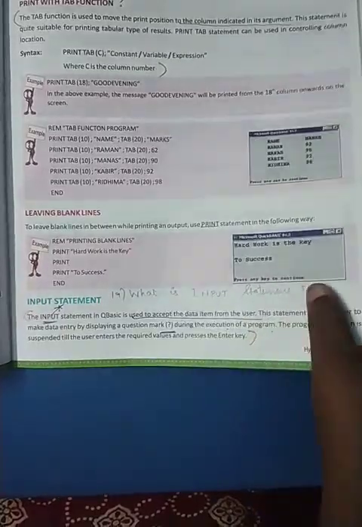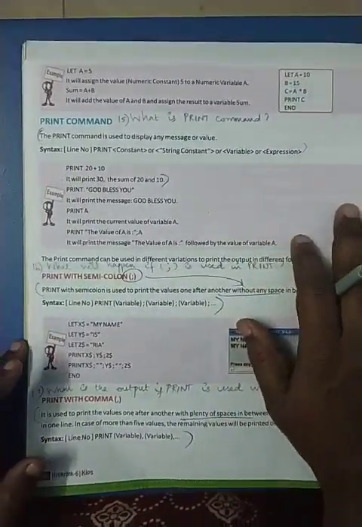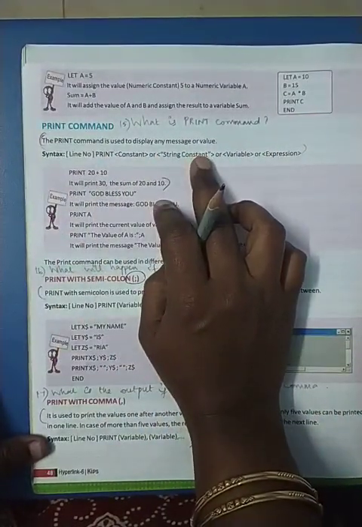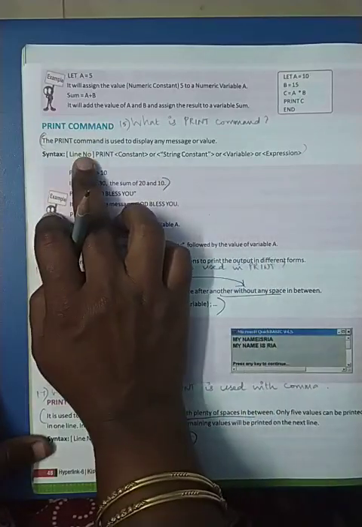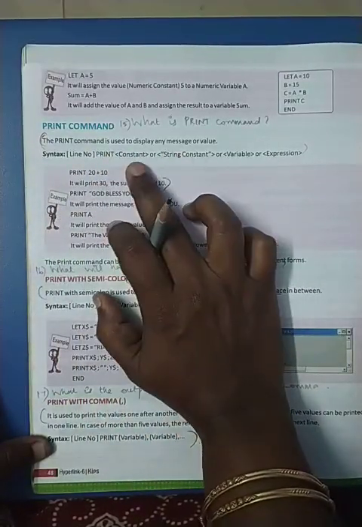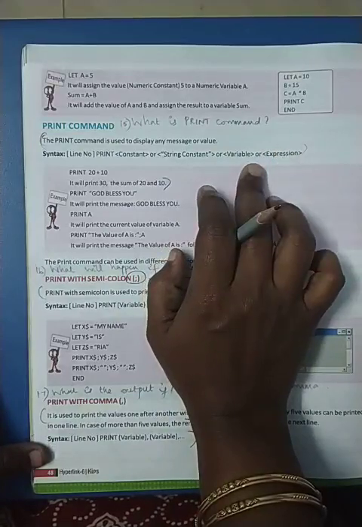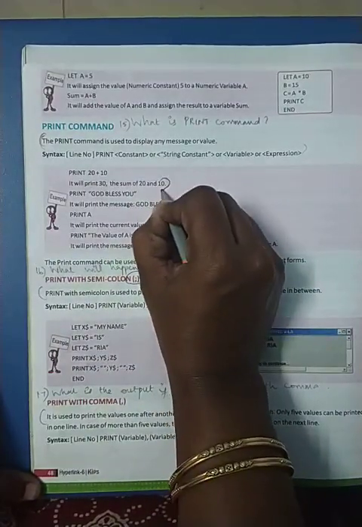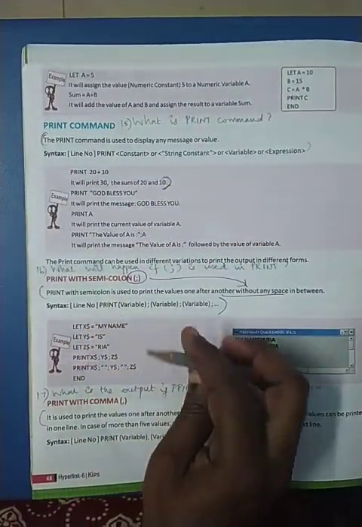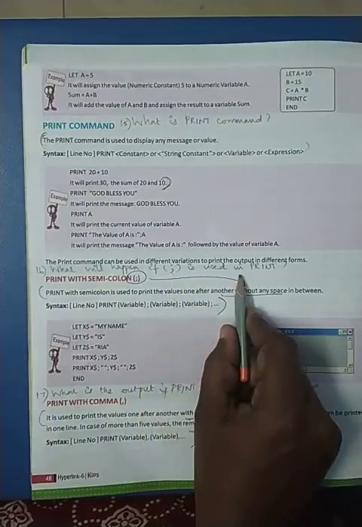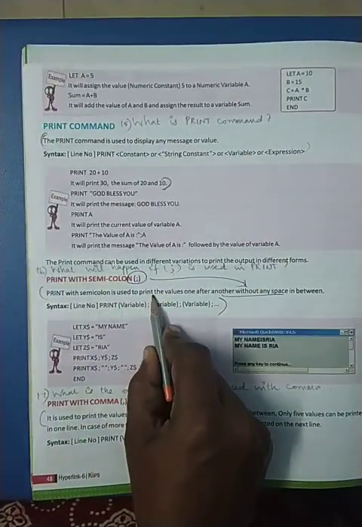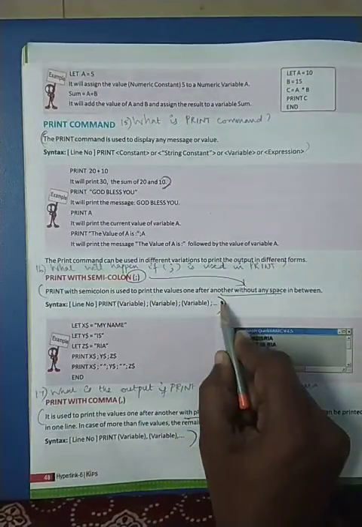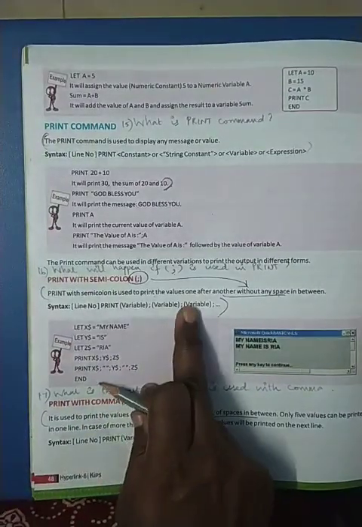Okay. Now coming to the 15th question. What is the print command? The print command is used to display a message or a value. The syntax: line number, print, whichever you want, a constant, a variable, a numeric constant or a numeric variable. That is what we can give as the example till here. What will happen if I use a semicolon in the print? If a semicolon is there, the values will be printed one after another without any space. So that is what they have shown. You can take the syntax also.